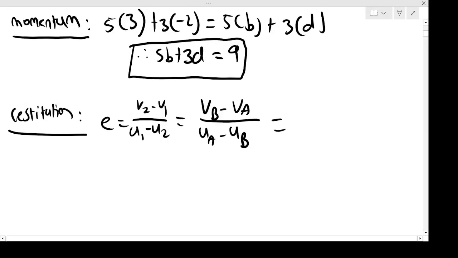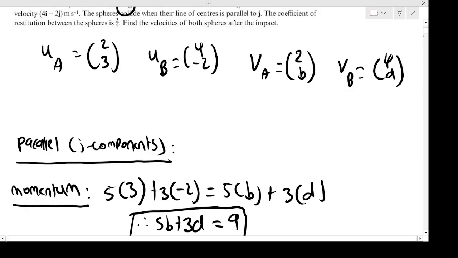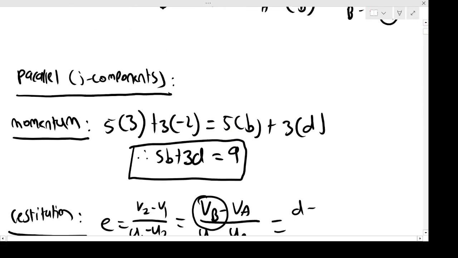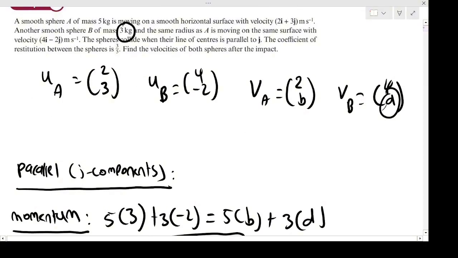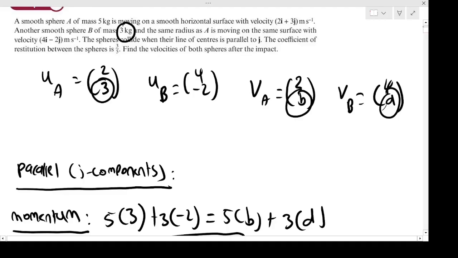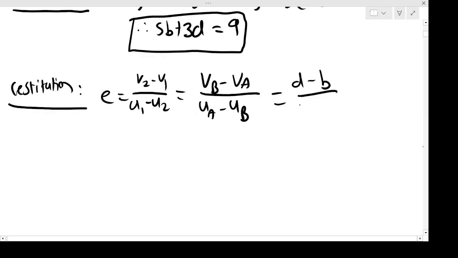So I'm just going to plug in the J components for all these vectors into this formula here. So for VB, firstly, where the J component is D, it's going to be D, take away the J component for VA. So for VA, that's going to be B. Then I'm going to do the J components for UA, take away UB. Now for UA, the J component's 3, and for UB, it's -2. So it's going to be 3 take away -2, right? And there we are.